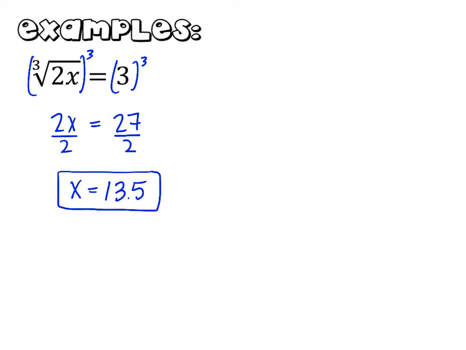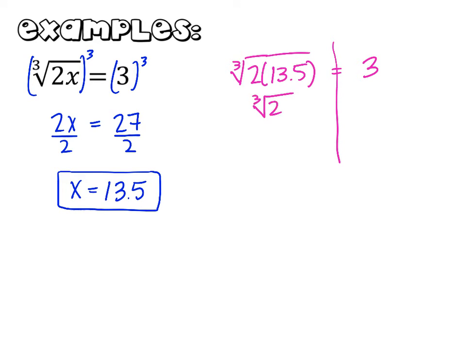So if I check my work, go back and plug it in, the cubed root of 2 times 13.5 is supposed to equal 3. Right? That's the cubed root of 27, which is 3. So I ended up with 3 equals 3, which means my answer was correct.